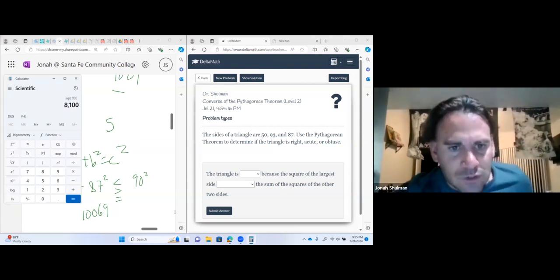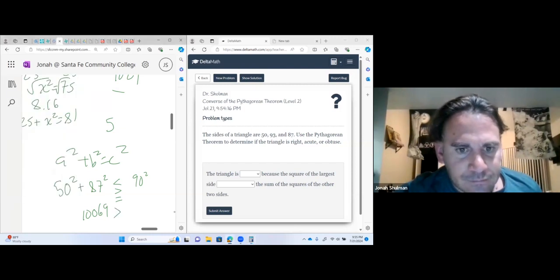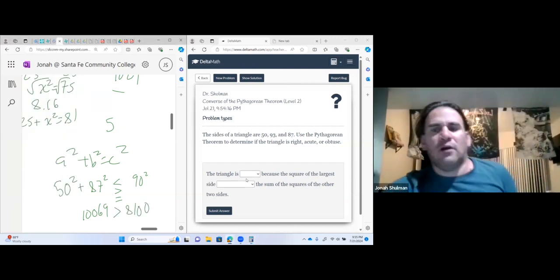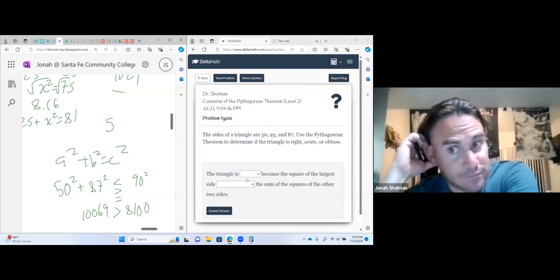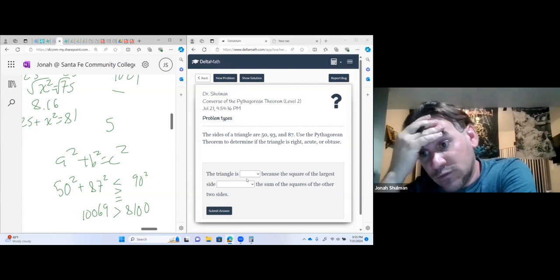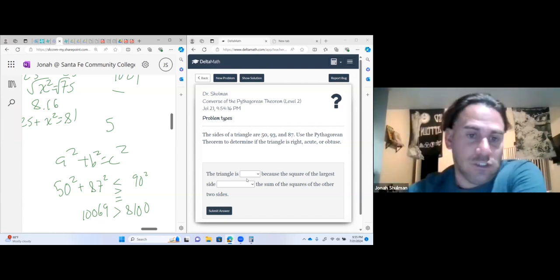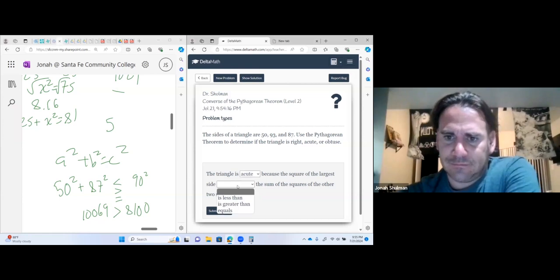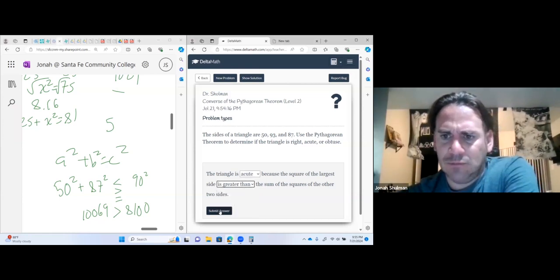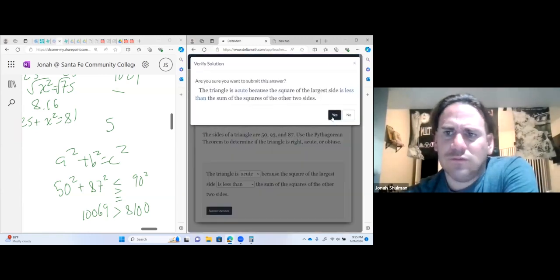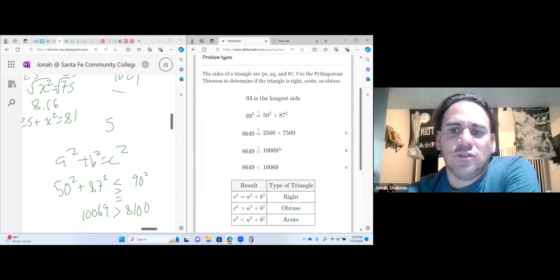And this is 81. So these are bigger. So we know it's not a right triangle. Now, if the two smaller sides are bigger than the third side, do you think it's going to be obtuse, acute, or right? Let's say acute is less than the sum. Oh, sorry, is greater than the sum, because the square of the largest side is less than. So let's go with acute. Let's see if it works. Ta-da! So it should make sense.